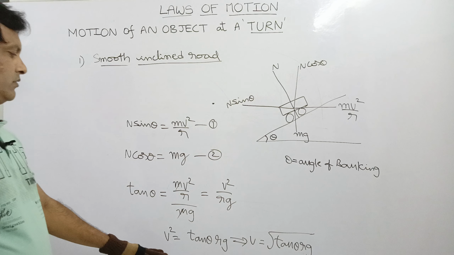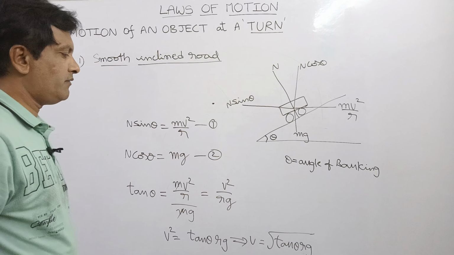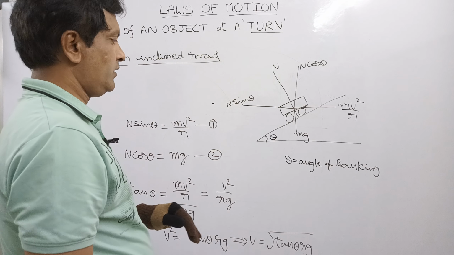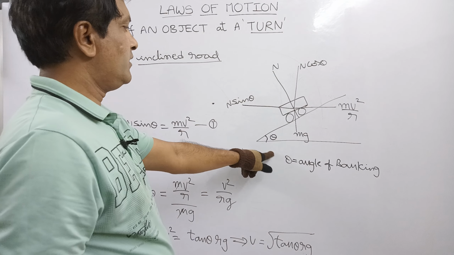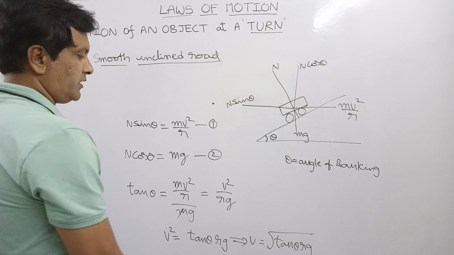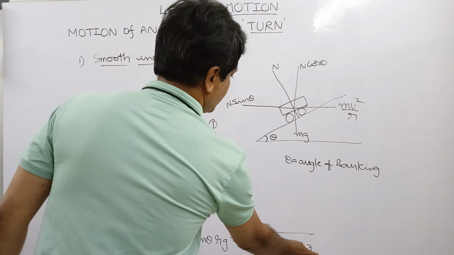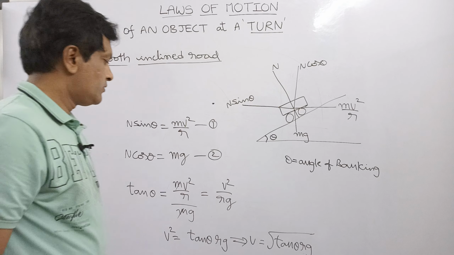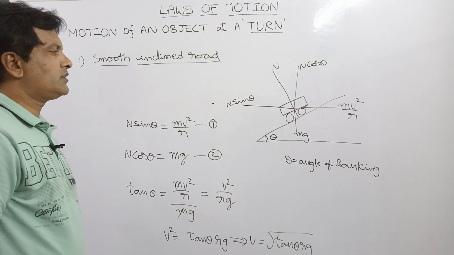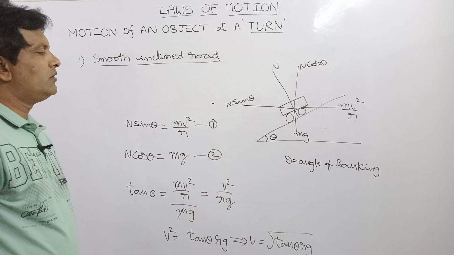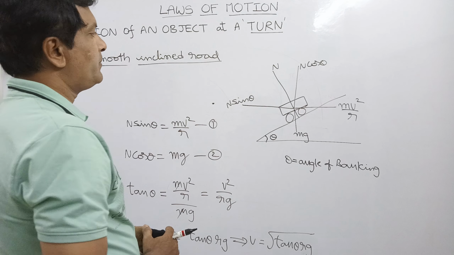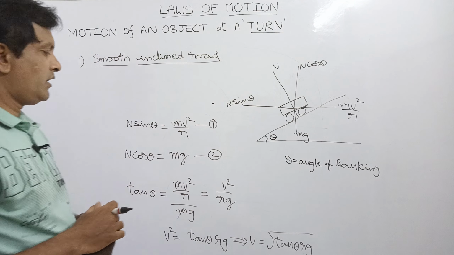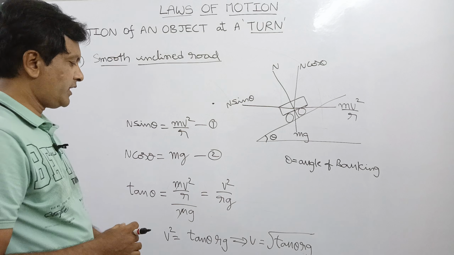So here also we have found the formula for the velocity for a vehicle going on a turning on an inclined road where the angle of inclination, the angle of banking, is theta. So here, tan theta into radius of curvature into gravity value. So this is how we find the velocity limit for a vehicle to go without slipping away or without falling away.